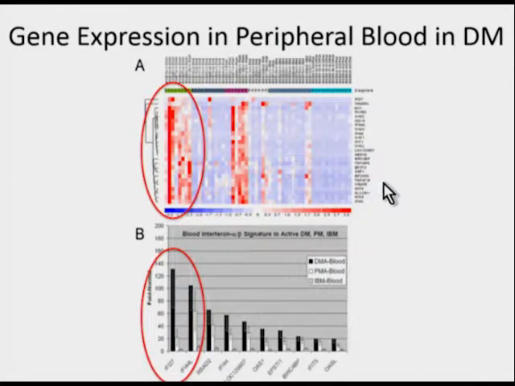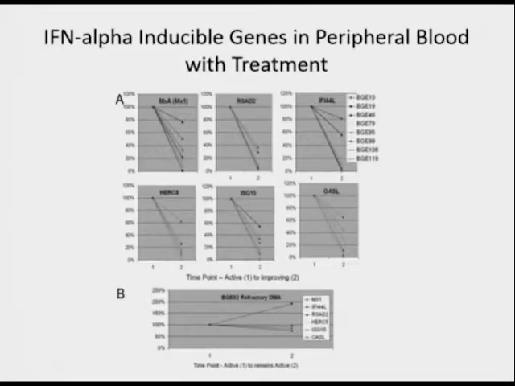If one looks in the peripheral blood of patients with dermatomyositis, this is a heat map showing not just those with dermatomyositis, but also those with polymyositis, inclusion body myositis, and necrotizing myopathy. One can see that there is a distinct upregulation of genes in the interferon gamma pathway, and that this signature is present in the blood of patients with dermatomyositis versus those with polymyositis. So this is a very different mechanism than one sees with the other inflammatory myopathies.